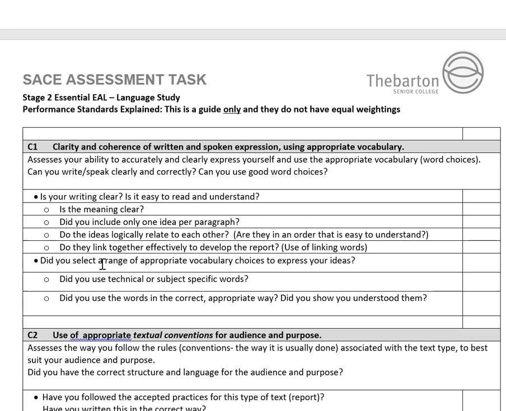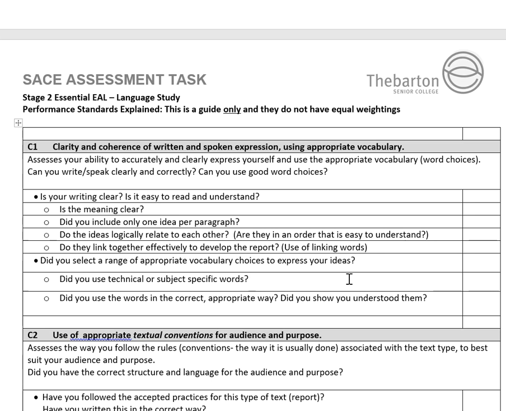All right, did you select a range of appropriate vocabulary choices to express your ideas? So these might be technical or subject-specific words, and they could be relating to your research question. They could be related to talking about the interview and the things that you have learnt, or they could be about other examples that you will include. And did you use them appropriately?